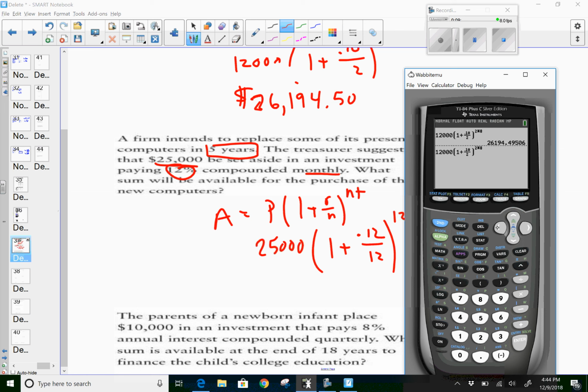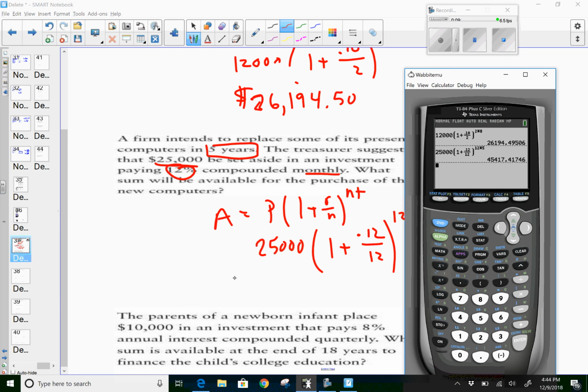I know, it'd probably be easier just to type it in again, but I'm a lazy person. So 25,000, 0.12 divided by 12 on the bottom. And over here, I'm going to go over to the top. I'm going to insert a 1 for the 12, and it's not 8 years, it is 5 years. And I get 45,417.